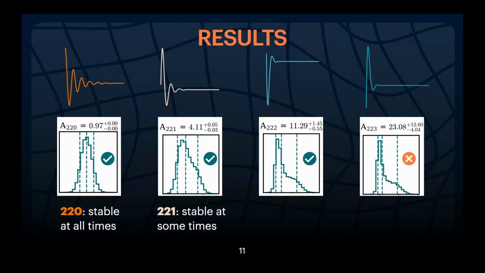221, stable at some times. So this one starts off unstable, becomes stable for a little while, and then becomes unresolved. Okay. The 222, which is the next highest tone with the next longest damping time, is stable at some times, but not stable compared to the previous two, and then becomes consistent with zero. And then finally, we measure the 223 tone, which has a shorter damping time again than all the previous ones, and it's unstable at all times before you can't see it.